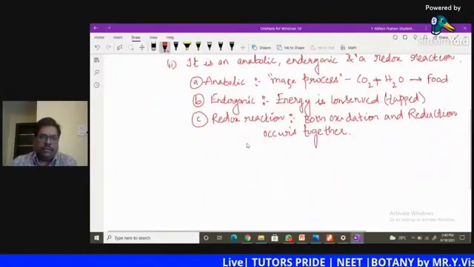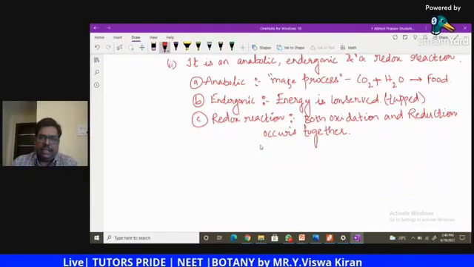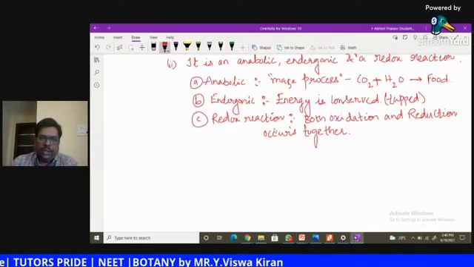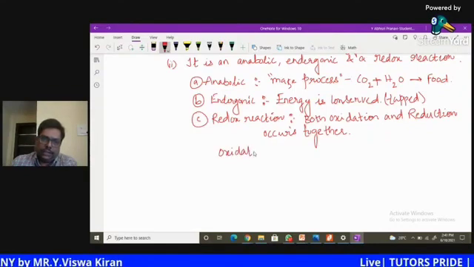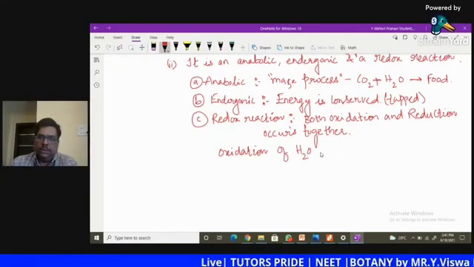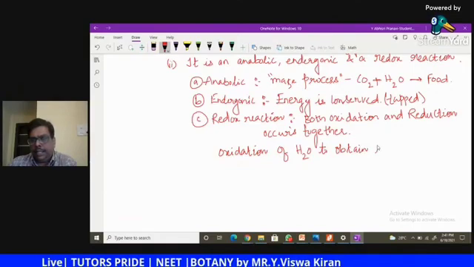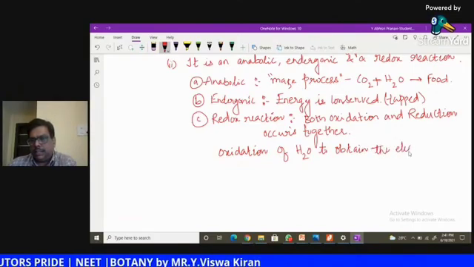So in a redox reaction, why is it called a redox reaction? Where does the oxidation take place? Where does the reduction take place? So it is actually the oxidation of water to obtain the electrons and protons.